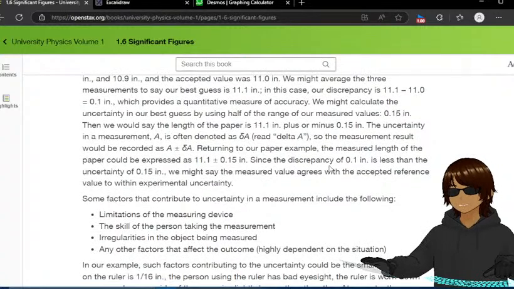Since the discrepancy of 0.1 inches is less than the uncertainty of 0.15, we might say that the measured value agrees with the accepted reference value within experimental uncertainty.